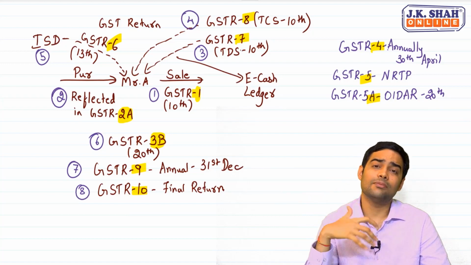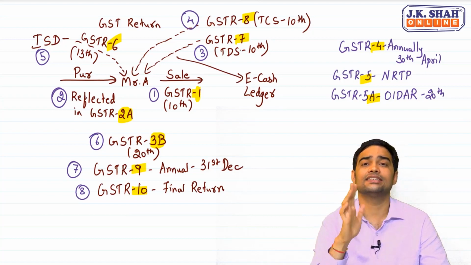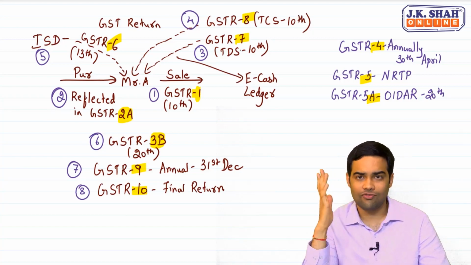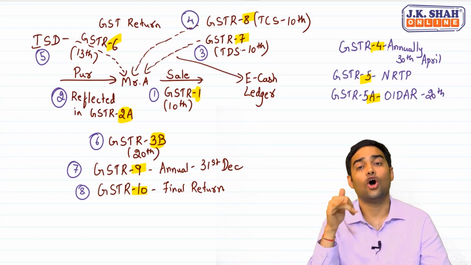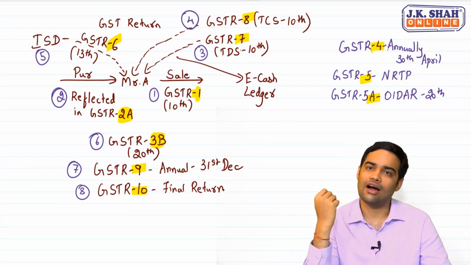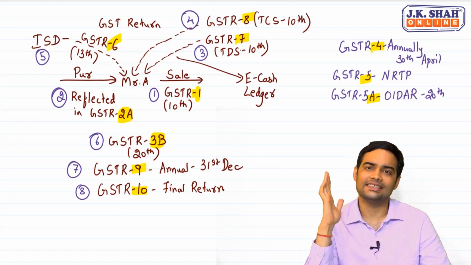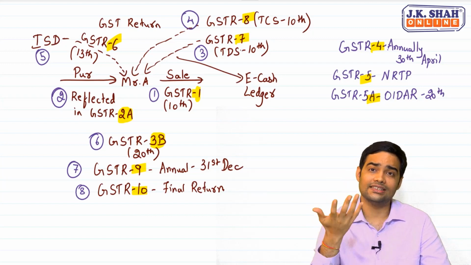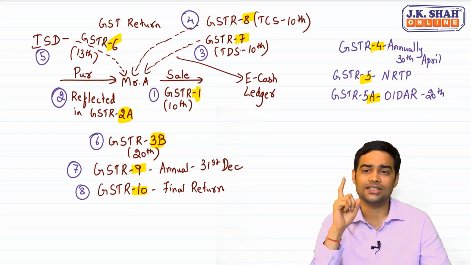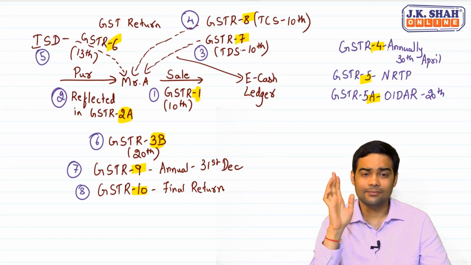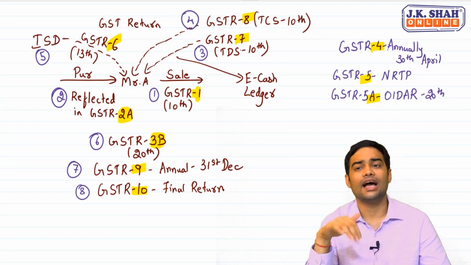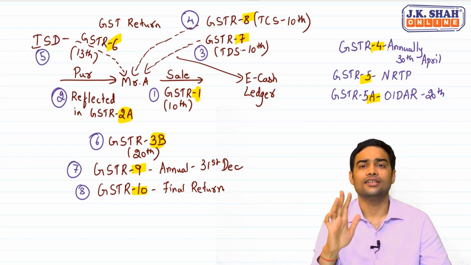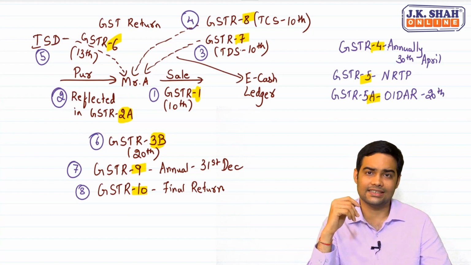Can you file this return before the end of the month? The answer is no. But there are two special cases. One, in case there is closure of business, that is cancellation, or a casual taxable person after completing his registration last day, he can immediately file GSTR 1. Who files GSTR 1? Any registered person other than ISD, NRTP, OIDAR, TDS, TCS. Other than these, all are required to file GSTR 1.